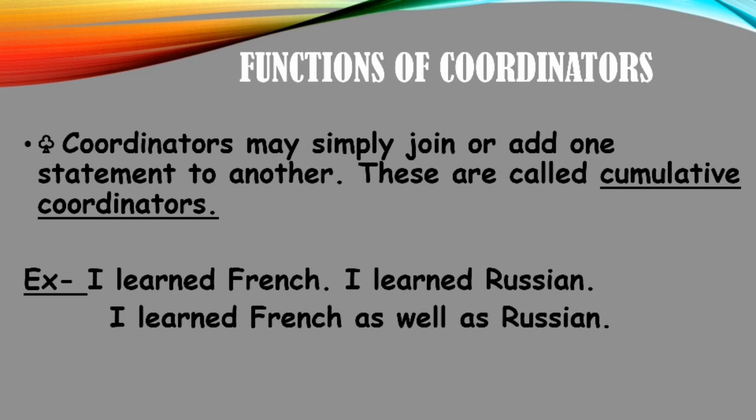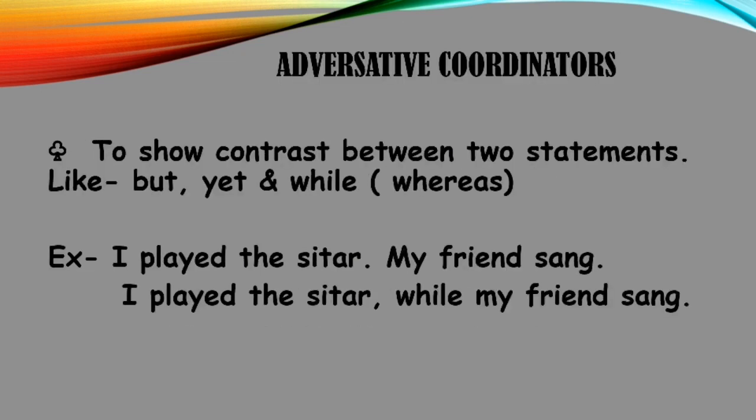Okay, now let's see some functions of coordinators. A coordinator may simply join or add one statement to another. So coordinators which join or add one statement to another are cumulative coordinators. Like, I learned French, I learned Russian. So we have joined these two sentences by "I learned French as well as Russian." So "as well as" is a cumulative coordinator. Why is it cumulative? Because it has simply joined two sentences, right? "As well as" is a cumulative coordinator.